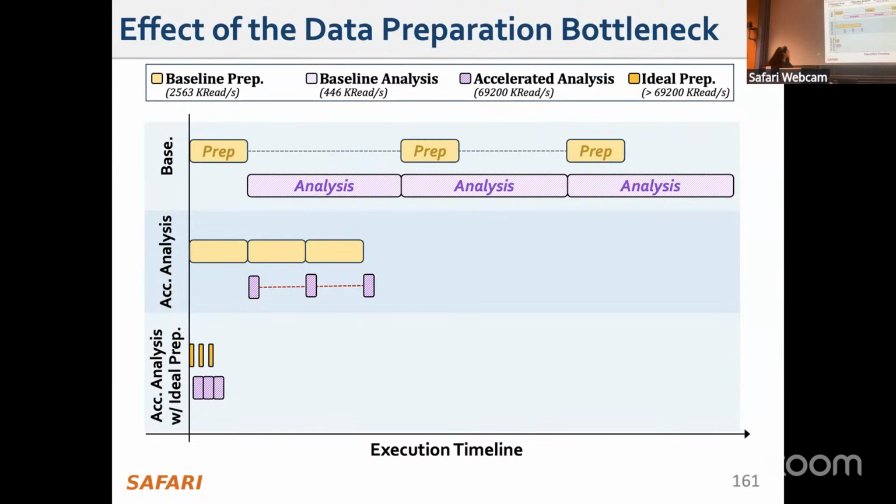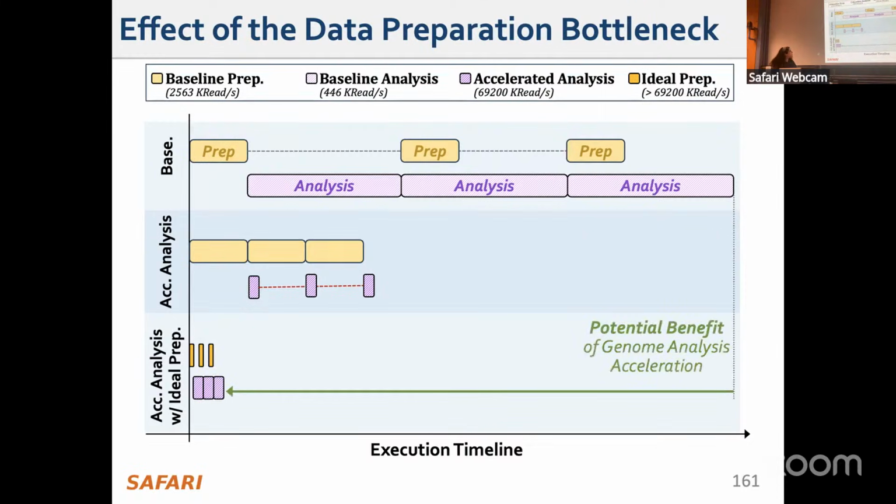And now we have accelerated analysis with idealized preparation as a hypothetical case. So if we were to accelerate the yellow part, what would have happened? We see that there's a large potential benefit for genome analysis acceleration. Actually, this plot is not at all to scale because you wouldn't be able to see the whole thing. You can see some example throughputs up there, but the benefit would be huge, and a large part of it actually gets lost just because we need to prepare the data to feed it to these accelerators, okay?